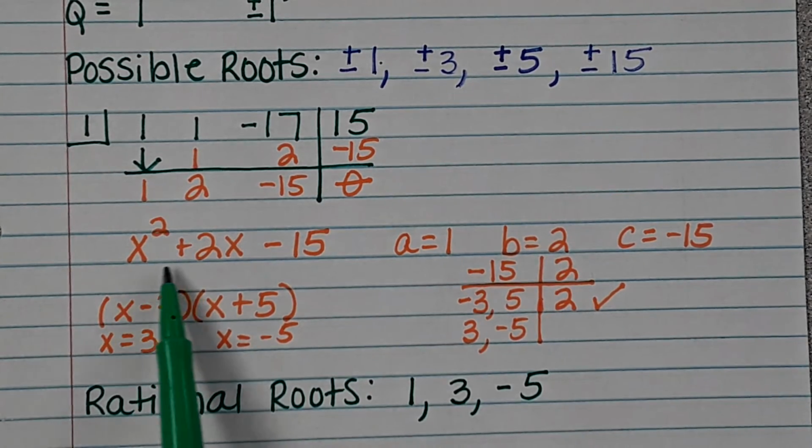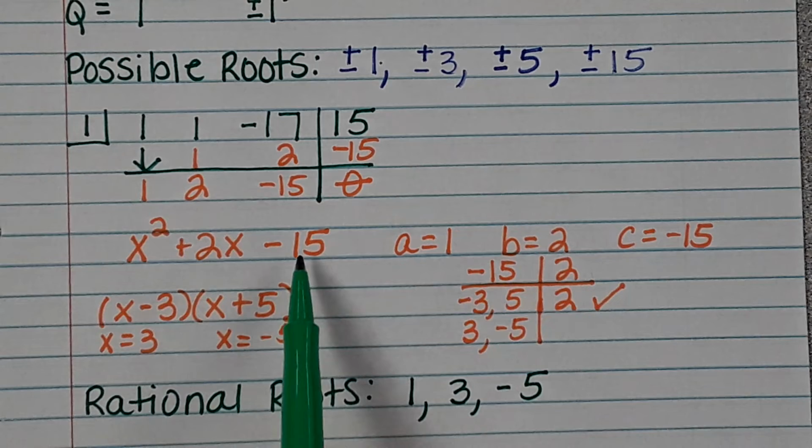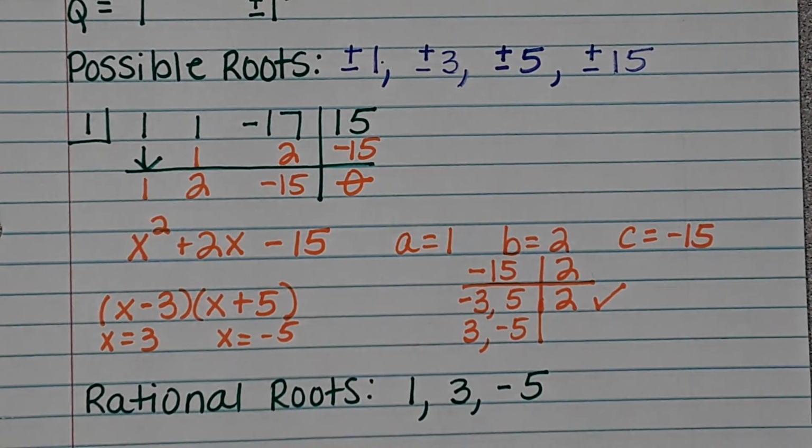So you guys, if you got down to this and you couldn't factor it, it was prime, then you would have no more rational roots. You would either have irrational or imaginary. This right here. If I couldn't factor that, that means there's no more rational roots. It's either going to be imaginary or irrational. So it just depends on whether or not that's factorable.